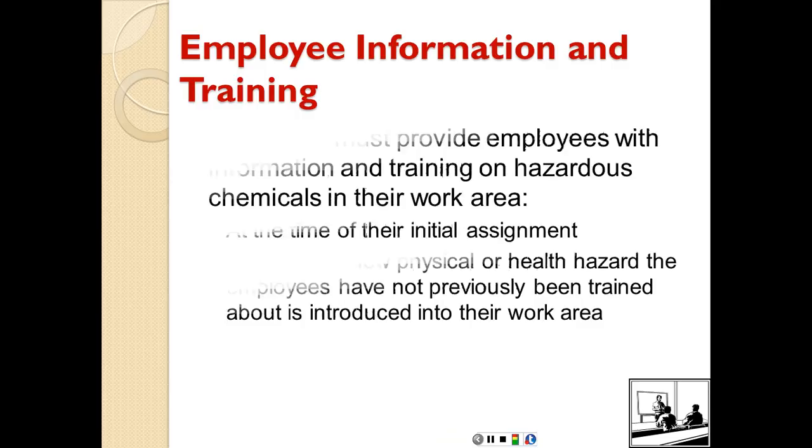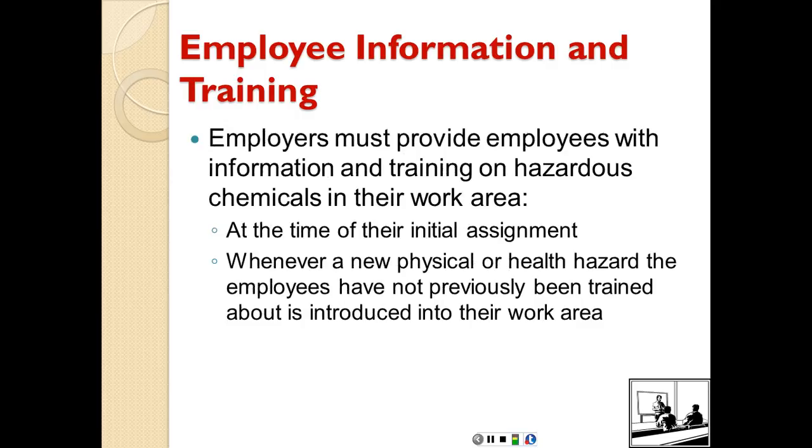For the employee information and training, employers must provide employees with information and training on hazardous chemicals in their work area at the time of their initial assignment, once they get to the job, and whenever a new chemical or health hazard the employees have not previously been trained about is introduced into their work area. So each time a new hazard occurs or is about to occur, you have to train your employees on how to identify it, how to recognize it, how to protect against it, and how to remedy it in case of exposure.